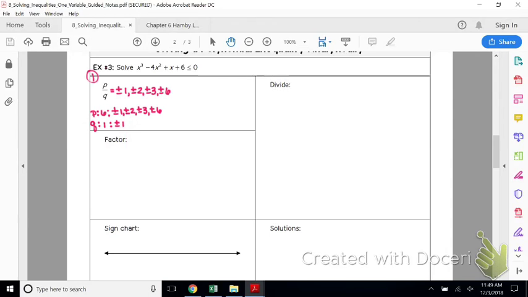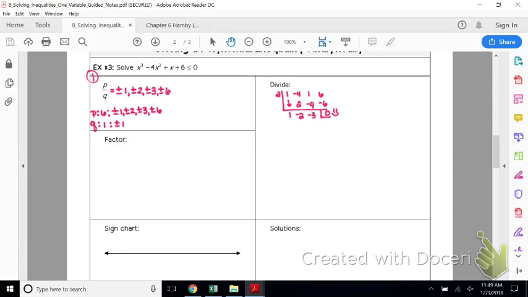So then we have to pick one that we want to use, and we're going to divide. So pick a number there. 2. Okay, so let's try 2. And it worked.